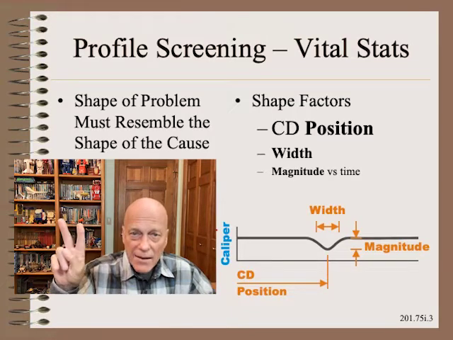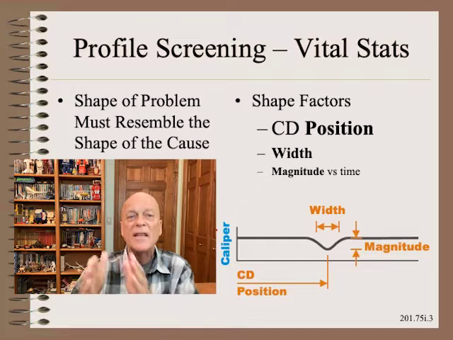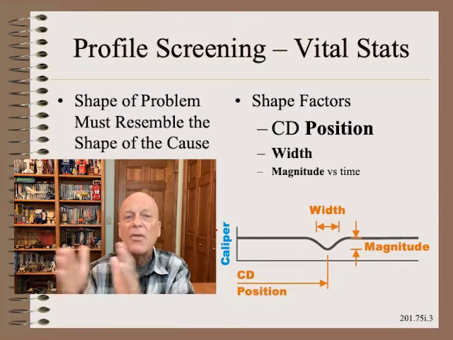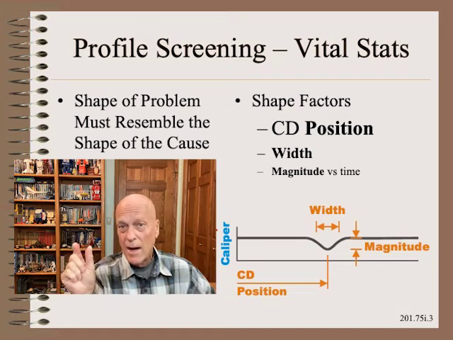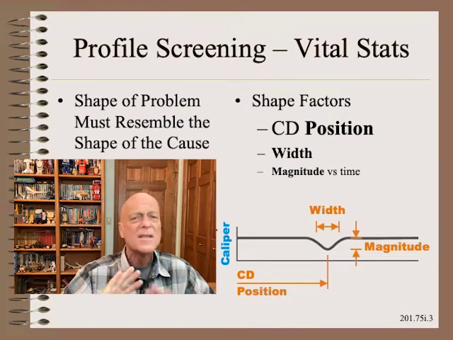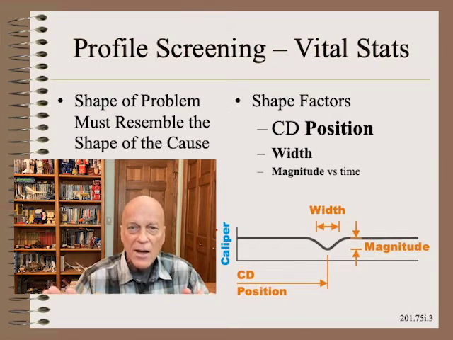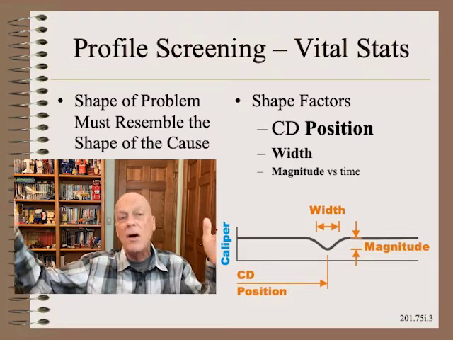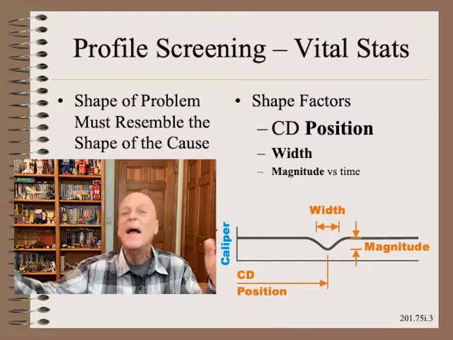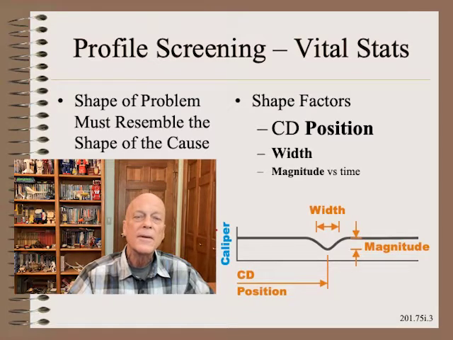The second most important parameter is the width of the band of trouble. A 10 centimeter wide band of trouble could simply not be caused by excessive roller deflection of a 1 meter wide nip roller, as an example.